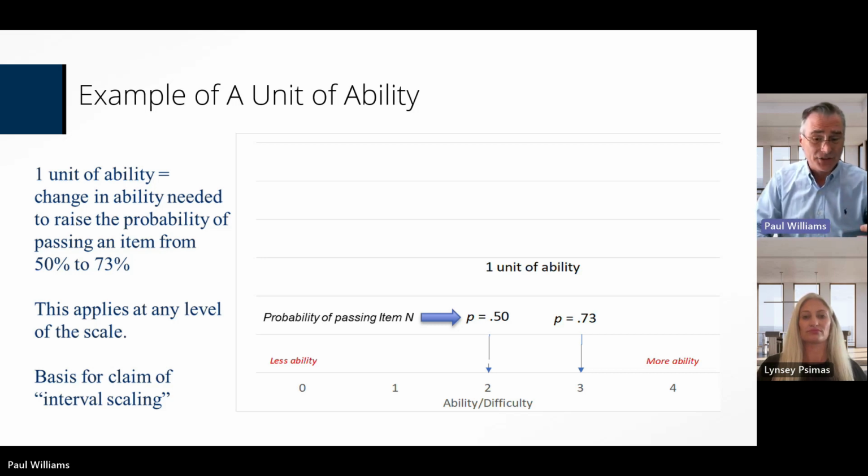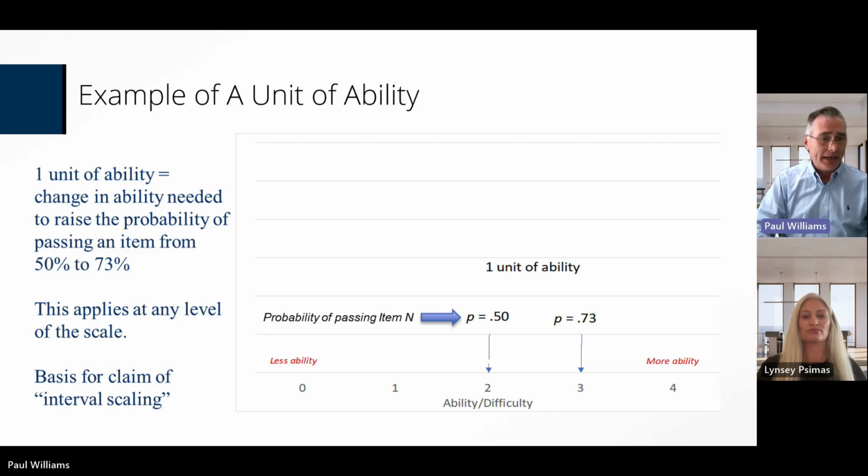Now that sounds like a lot of change, but when you put it on a large linear scale with a lot of items, those are small incremental changes in reality. But the Rasch model takes those and converts them into this interval scale, which allows for more precise measurement across time. So this is looking at one item.